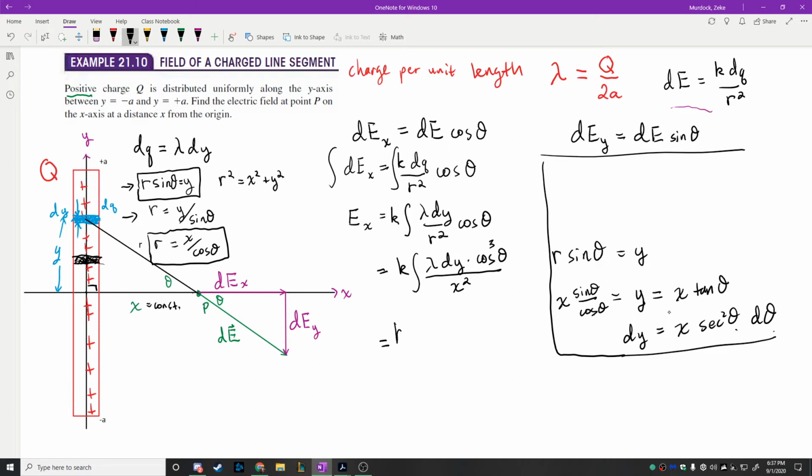So now what we have is k. Remember, x squared and lambda can be pulled out of the integral. They're not varying in this problem. And we have left over the integral. Dy was equal to x times the secant squared theta.